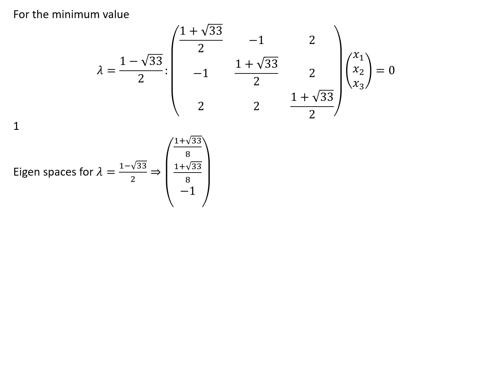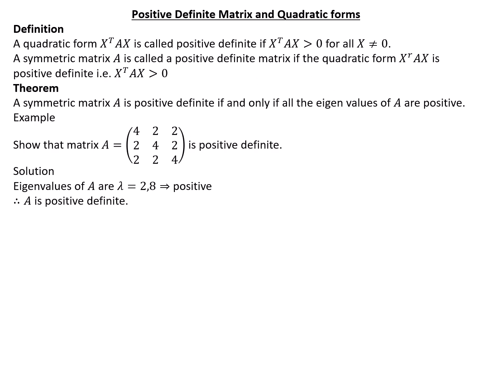So for that, the values are given here. The eigenvectors are given as 1 plus root 33 over 8, then 1 plus root 33 over 8, then minus 1. Those are the eigenvectors for lambda for the minimum values. So the next one we want to look at is the positive definite matrix and quadratic form.